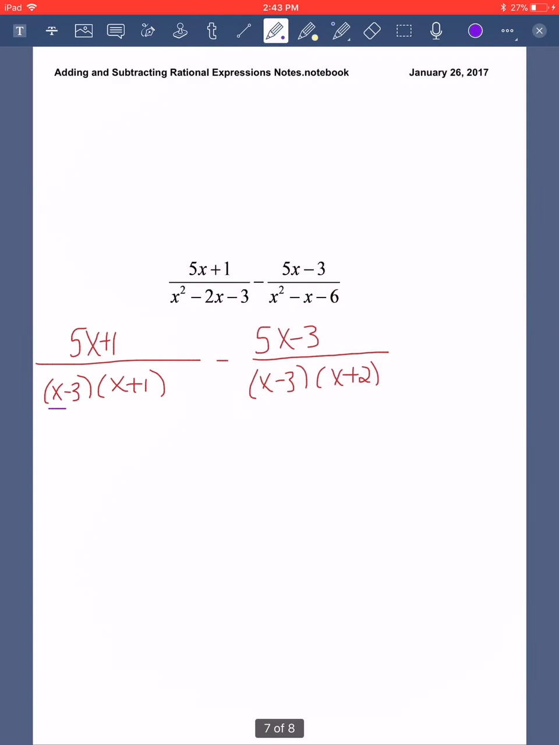So they both have an x minus 3 in common, but this one has an x plus 1 and the second one doesn't. So I'm going to multiply top and bottom by x plus 1. My second rational has an x plus 2 that my first one doesn't. So I'm going to multiply top and bottom by x plus 2.